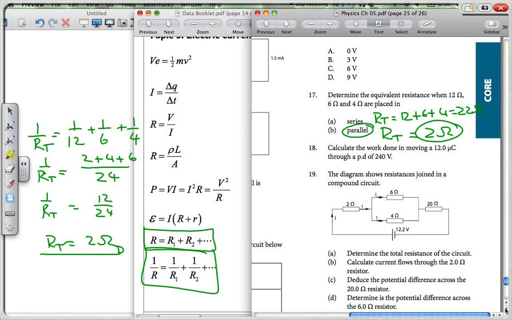Question 18. Calculate the work done in moving 12 microcoulombs for a potential difference of 240 volts. We know that V is equal to W over Q. So we're going to get W is equal to V times Q. And so we will get 240 times 12. And remember, this is micro, so it's 10 to the negative 6. So we would need to work that out, and we would get our answer there. Okay, that shouldn't be a problem, and that would be in joules.